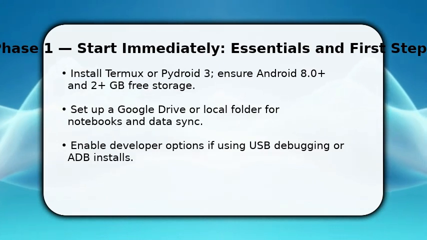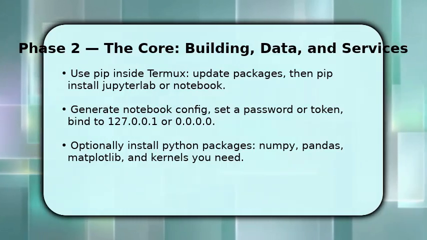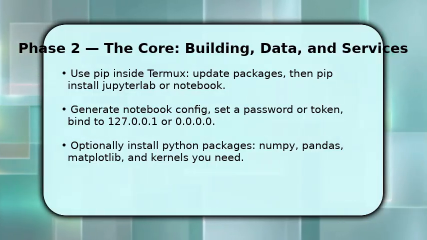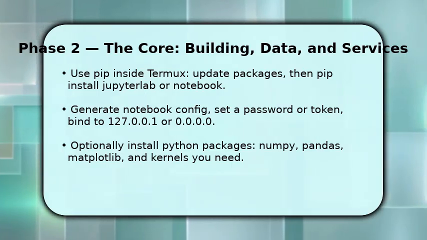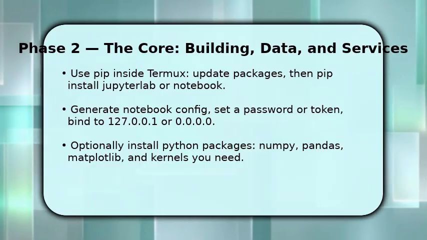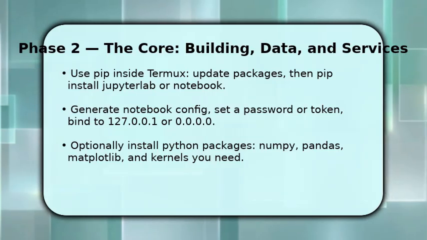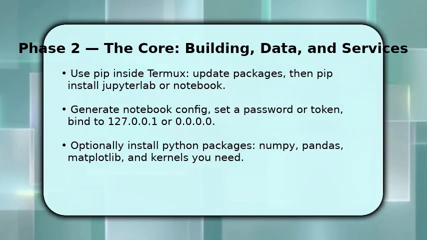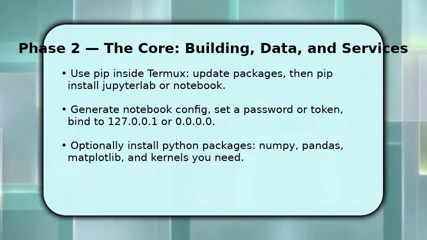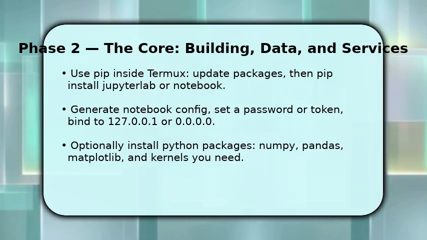before proceeding. You will now install Jupyter. Open Termux, run apt update and apt upgrade, then pip install JupyterLab or Jupyter. Once installed, run jupyter notebook --generate-config and set a password with jupyter notebook password so your server is secure. Next, edit the config to bind to 127.0.0.1 for local use or 0.0.0.0 for network access, and choose a port like 8888. Make sure to pip install common libs such as NumPy, Pandas, and any kernels you require.